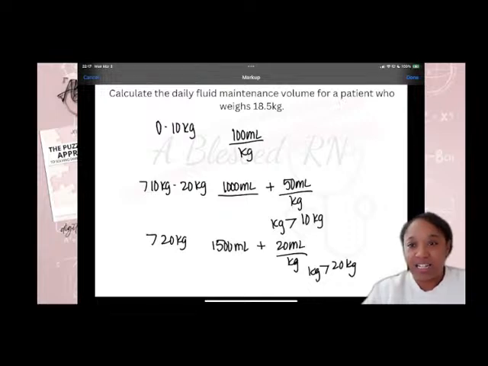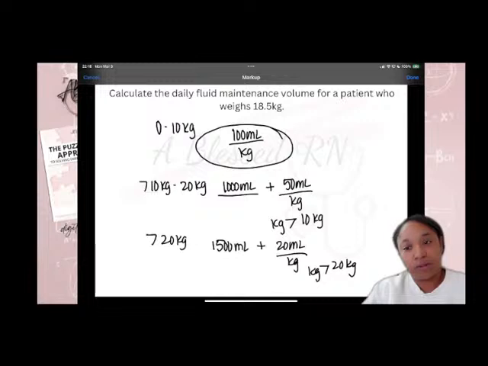So I want to come and show you this. Okay, now what if it's below 10? They get 100 milliliters per kilogram. So say if they were 8 kilograms, that's 8 times 100. So they would get 800 milliliters.